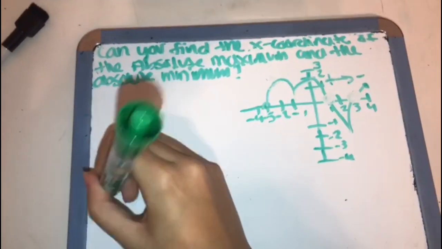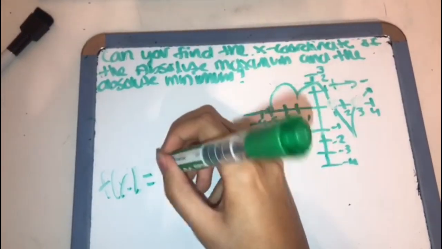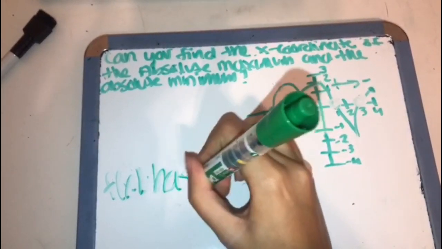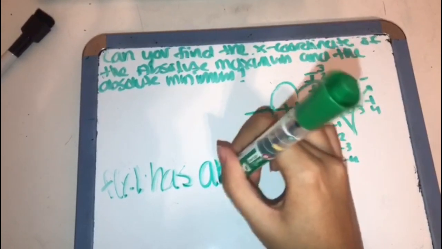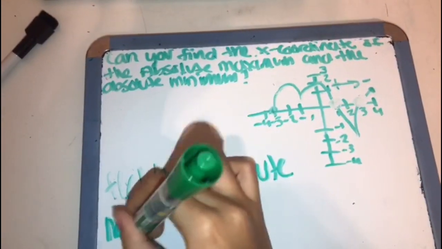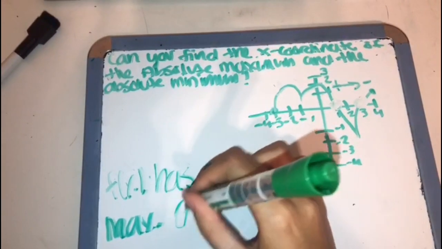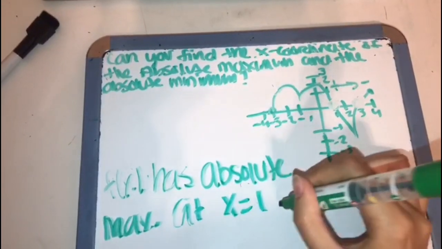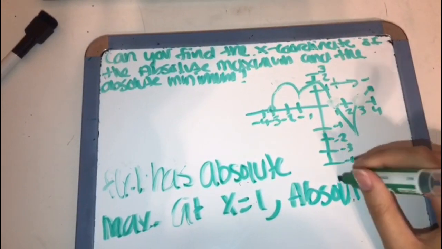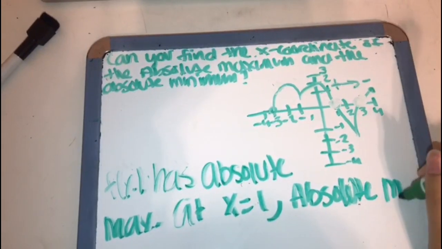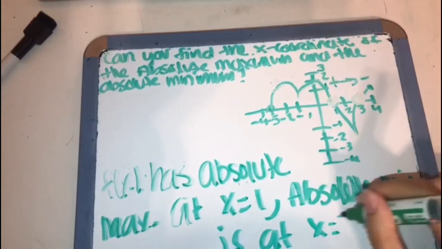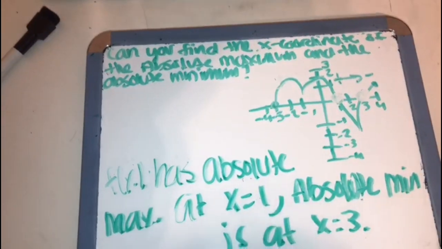So let's try making this into a word problem. f of x has absolute maximum at x equals 1 and absolute minimum is at x equals 3. And this is your answer for this problem.